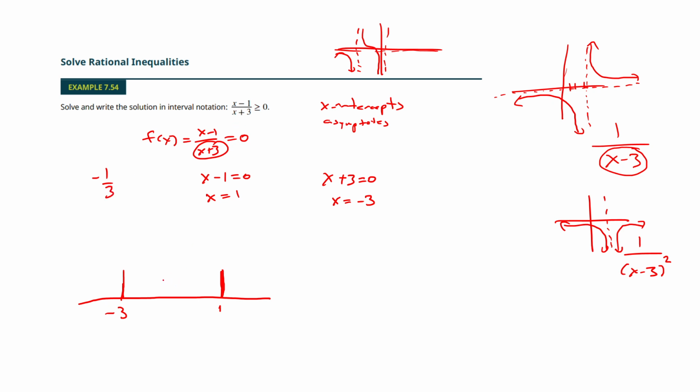So in this region, any of the values in this region are negative. We would know it has to be because it hasn't crossed one of the barriers that could switch it from positive to negative. So everything in there is negative.